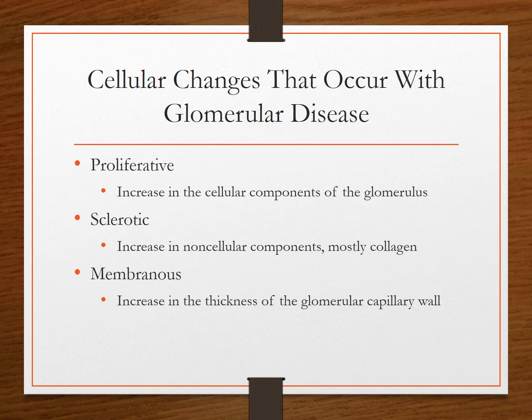Cellular changes that happen with glomerular disease: you see proliferative changes where there is an increase in the cell components in the glomerulus. Then you will probably have sclerotic changes where there's an increase in collagen in the glomerulus, and then membranous changes where there is an increase in the thickness of the capillary membrane or the capillary wall.